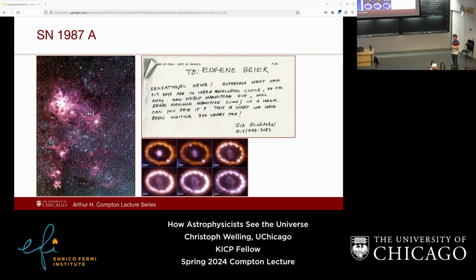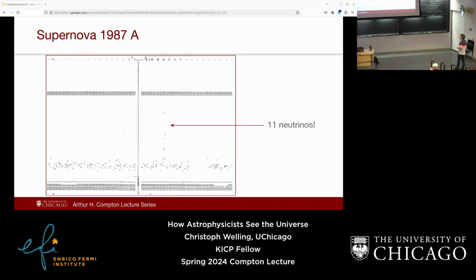But at the time, people were really excited because Kamiokande was running. And so someone from Penn State wrote them and said, hey, this is really exciting. We saw a supernova. Do you see this? And it turns out they saw it. This is the actual printout that someone scanned in of how many neutrino interactions they saw at Kamiokande. And you can see these little dots here give you the rate, and you see this giant spike here.